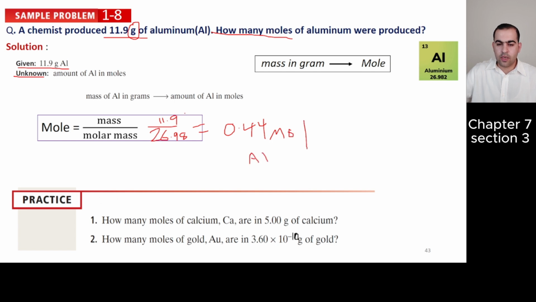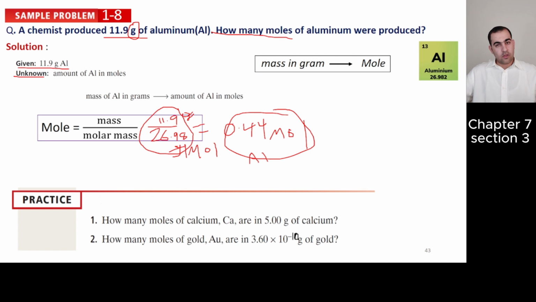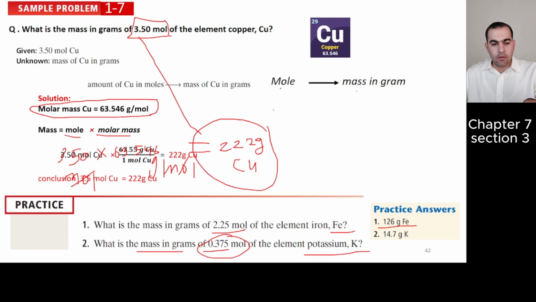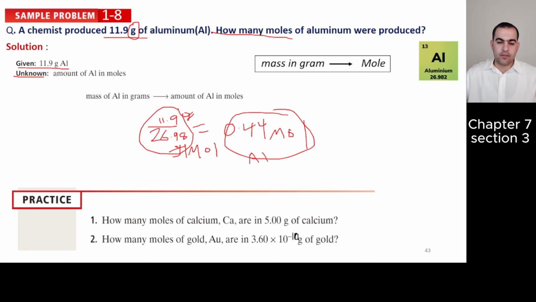Guys, we have gram here. We have gram per mole down here. Gram and gram, they cancel out here. Just divide these two numbers, you get the amount of mole. That's it. To find mole, mass divide by molar mass. But to find mass, mass equals mole times molar mass.